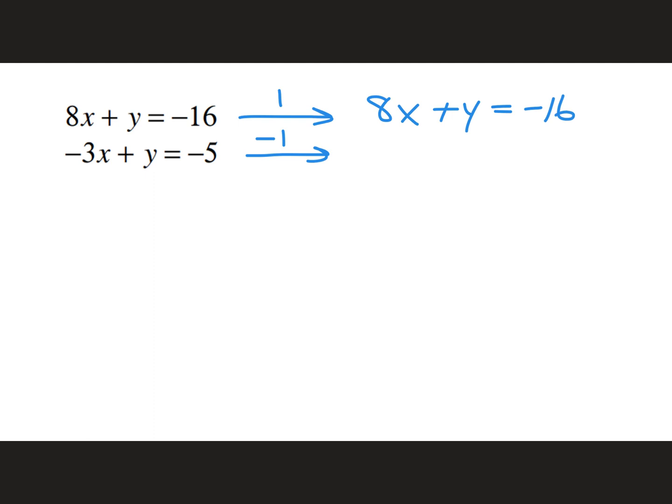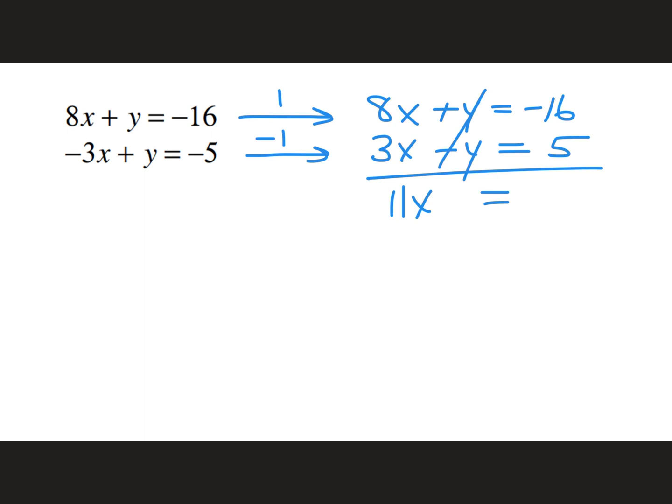And this one, I'm going to multiply every term by -1, so I'll have a positive 3x, a negative y, and a positive 5. And then if you remember, I'm just adding, I have 11x, my y's cancel out, and -16 plus 5 is a -11. Finish it off, and I get x equals -1.